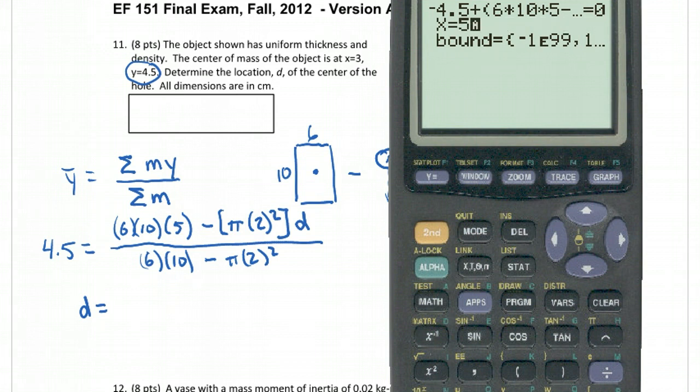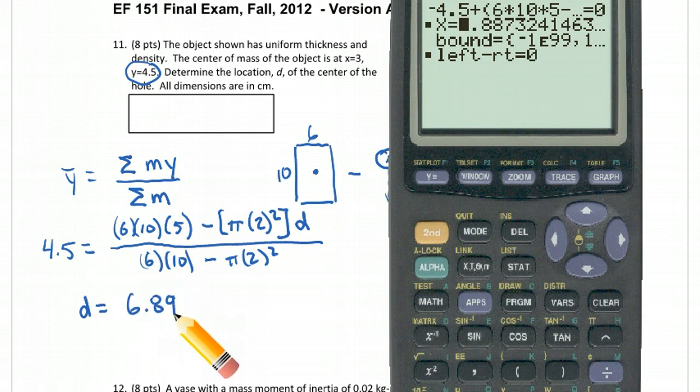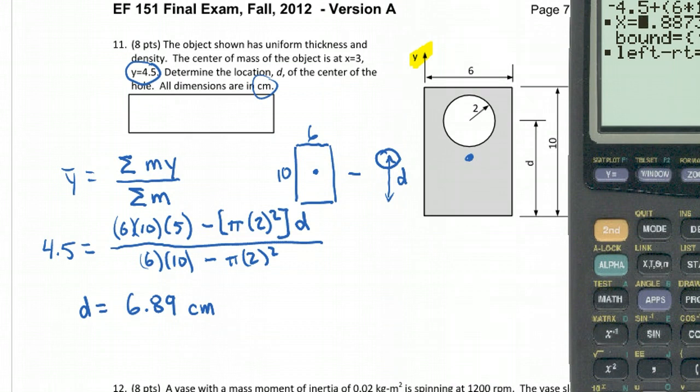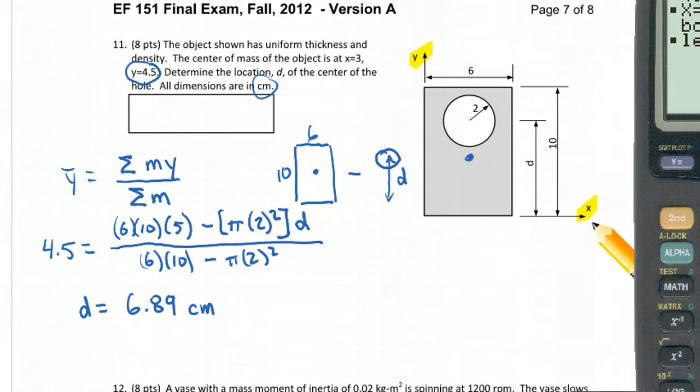Because we know that's somewhere close, and the final answer is 6.887 or 6.89 in units of centimeters. Again, make sure if you're given a coordinate system to use it, and make sure to account for negative areas with negative signs here and here.